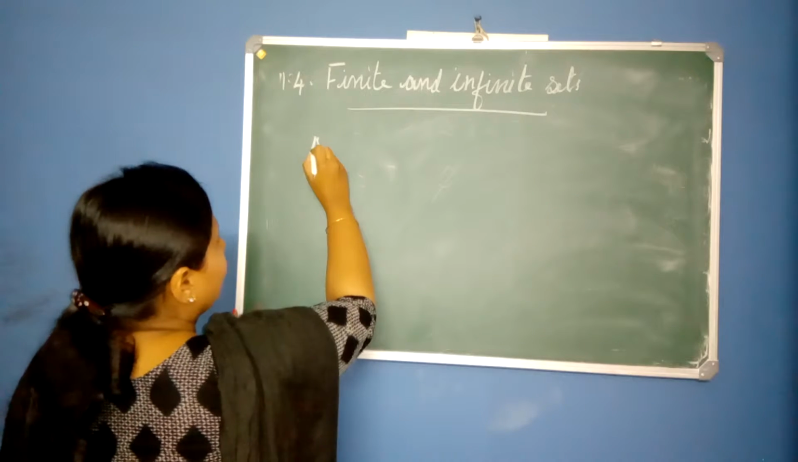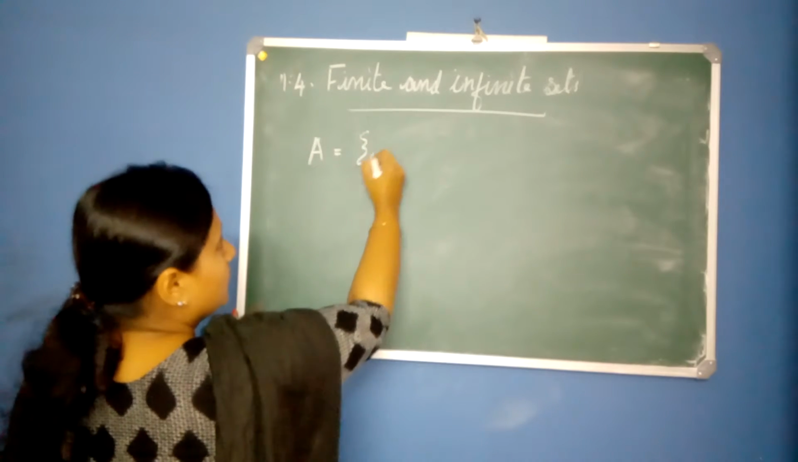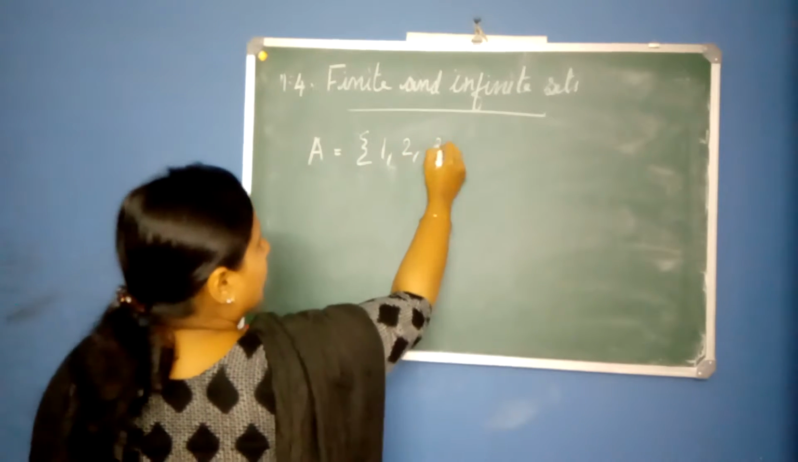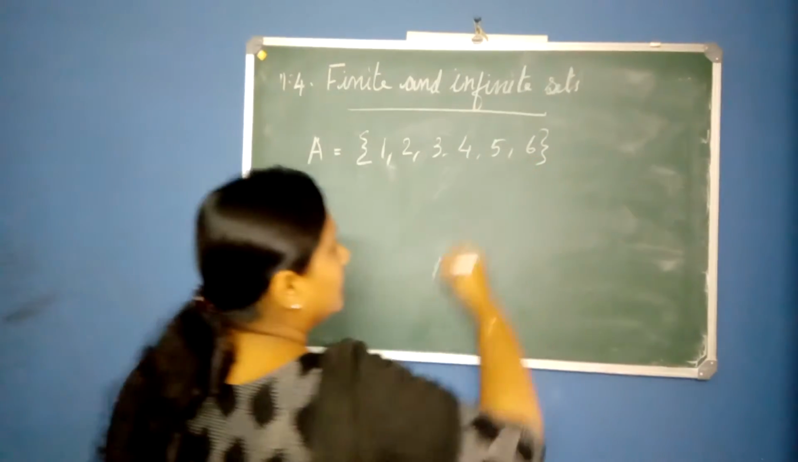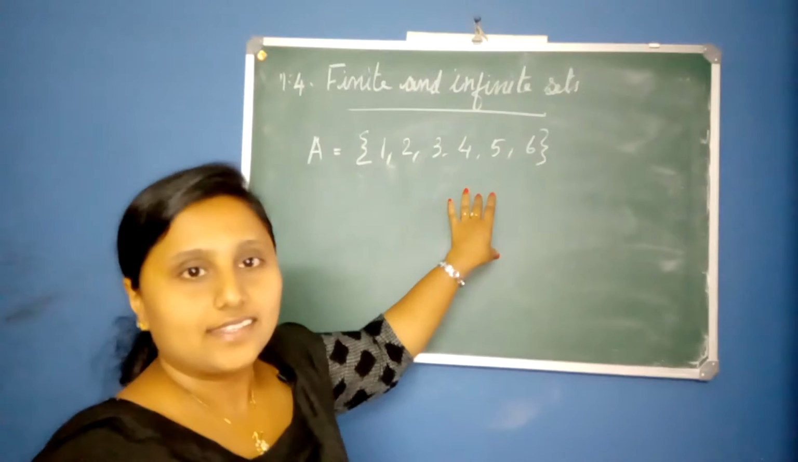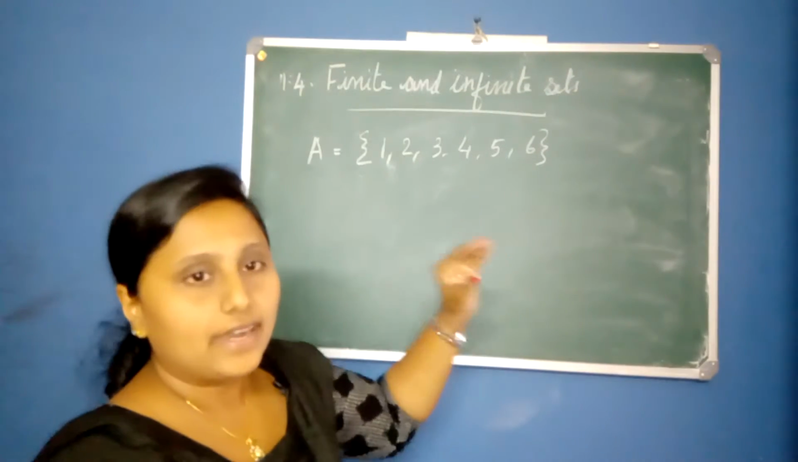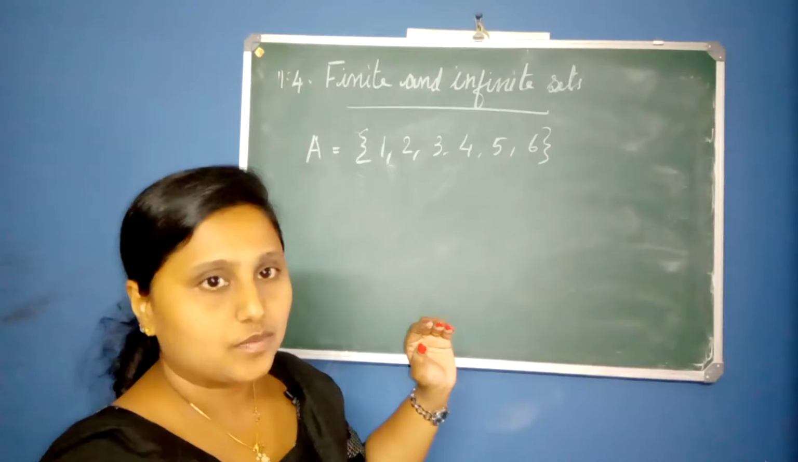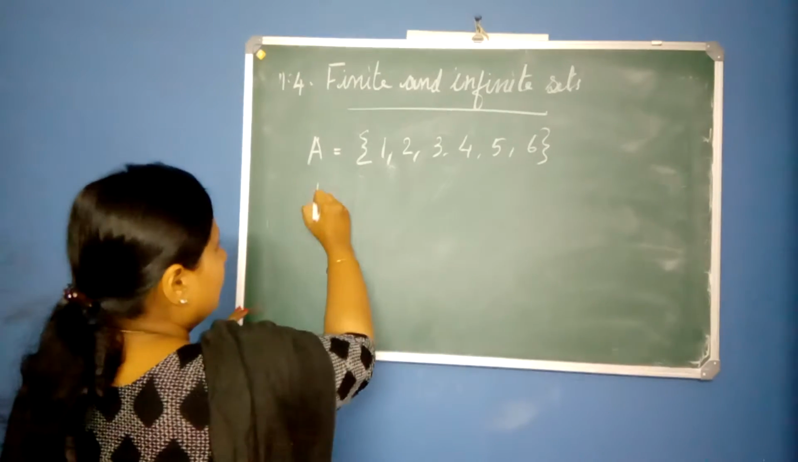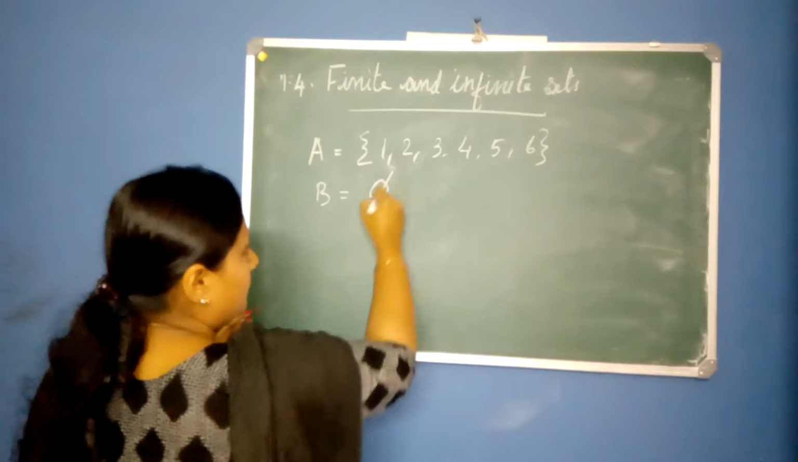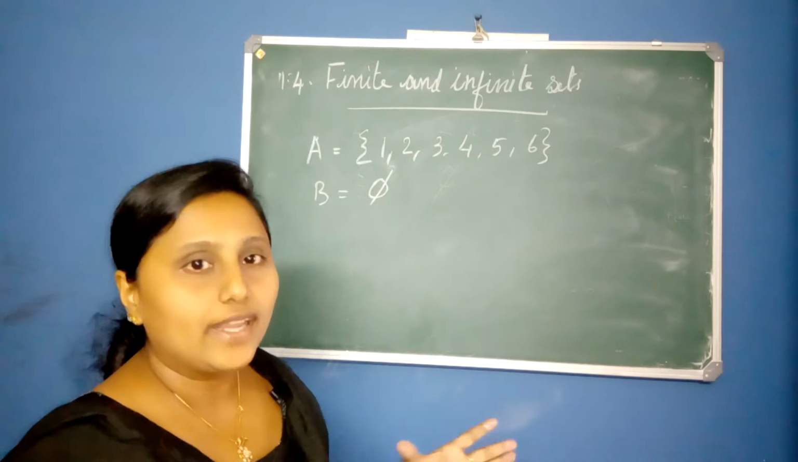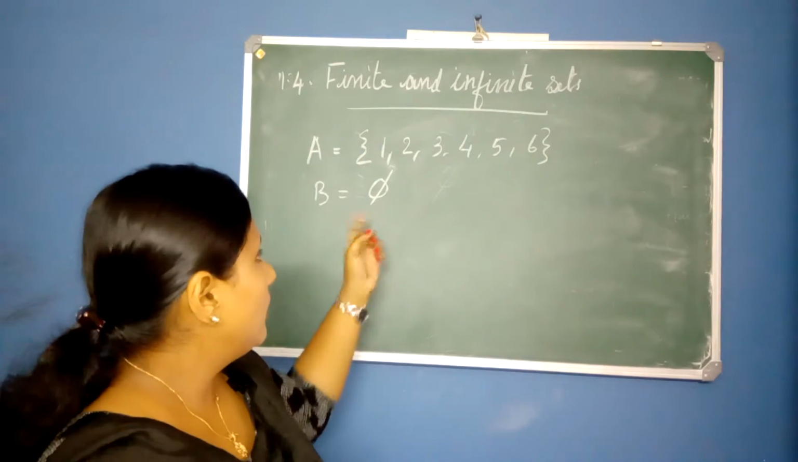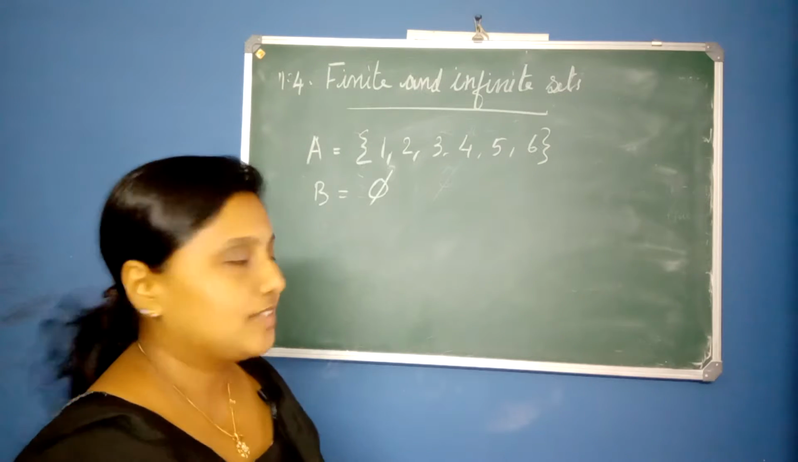Let us consider a set A equal to 1, 2, 3, 4, 5, 6. This is a finite set because it has only a finite number of elements. B is phi. Phi is a finite set with no element. So it is a finite set.